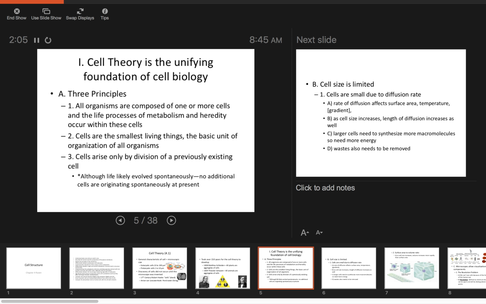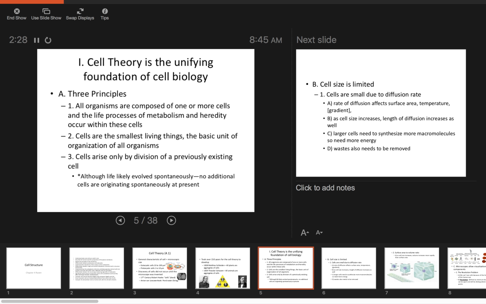All organisms are composed of one or more cells, and the life processes of metabolism and heredity occur within these cells. Second statement, cells are the smallest living things, the basic unit of organization of all organisms, and then 3, cells arise only by division of a previously existing cell. So I always say cells are the basic unit of life. Cells make up living things. Cells come from other cells.